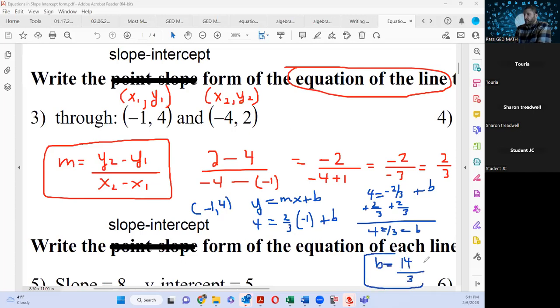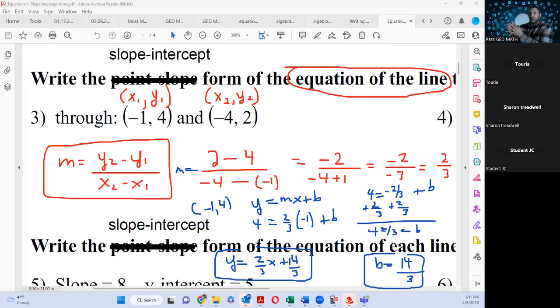So if my b is 14/3 and my slope is 2/3, where's my equation of the line? That is y equals 2/3 x plus 14 over 3. There we go, right there. Everybody understand that?